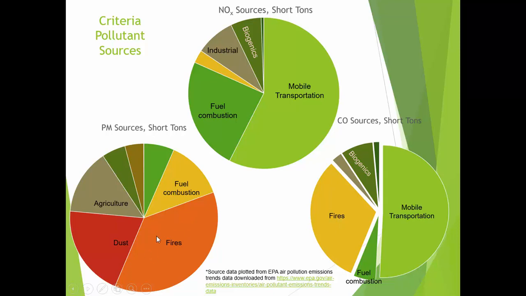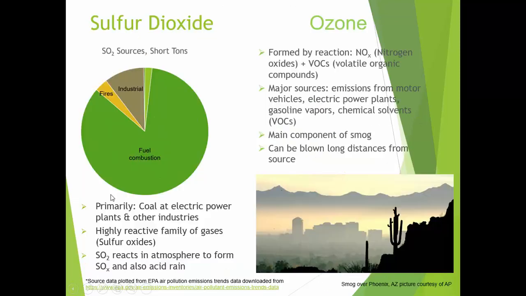Particulate matter, a big source of it is forest fires, but also dust. It depends on where you live and what is around you. So do you have a lot of dust that goes into the air, or do you have good moist soils with lots of vegetation, then you're not going to have as much blowing dust. Fires, though, again, where do you live? And then agriculture is another source.